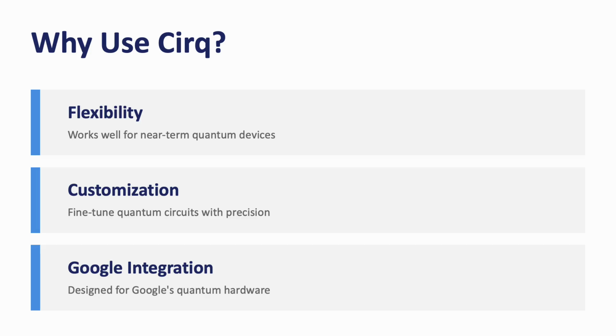Google's Sycamore processor and other Google quantum chips have specific capabilities and quirks, and Cirq is built to work with them. For those committed to the Google quantum ecosystem, Cirq is a natural choice.